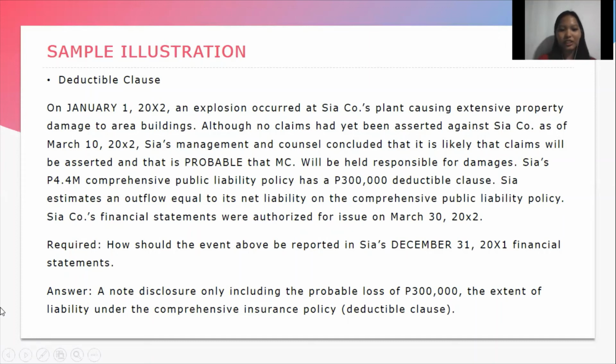Meron siyang disclosure sa December 31 since it happened after the reporting period, and wala pa namang, yung issue nung financial statements natin is March 30, 20X2. But specifically speaking, wala pa tayong talagang liability nung 20X1, kaya no disclosure muna. Pero pag nangyari yung explosion on December 31, 20X1, yung mismong reporting period, meron tayong 300,000 na provision. Yung extent lang nung estimate outflow natin.